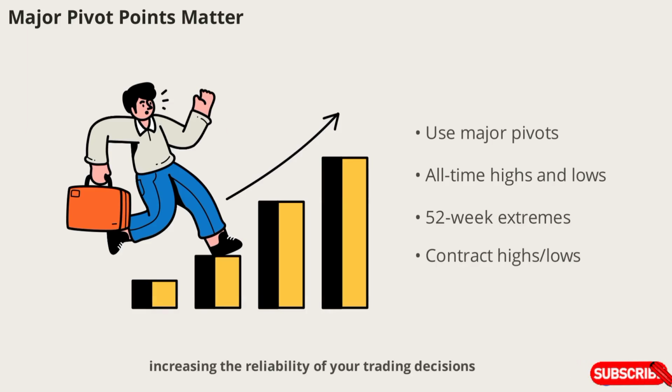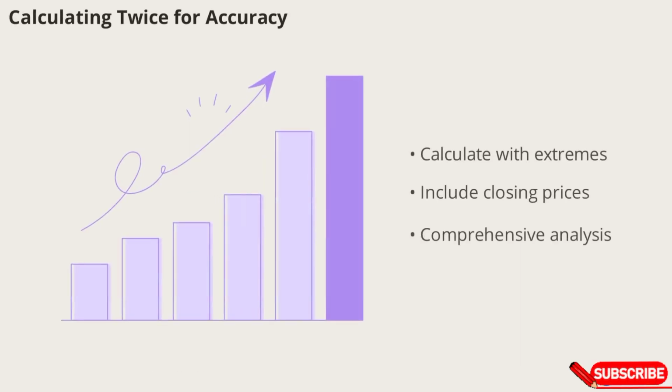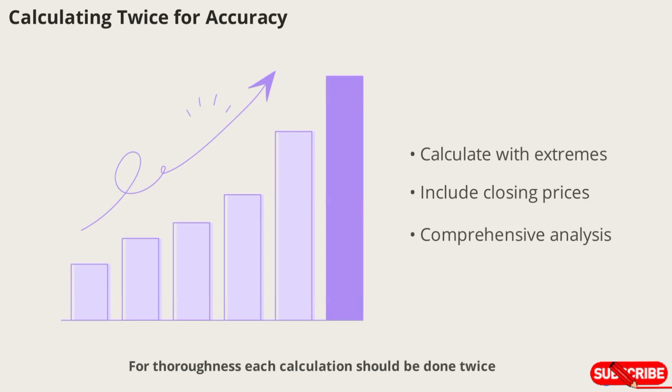For thoroughness, each calculation should be done twice, once using the extreme high or low price that began and ended a swing, and once using the highest or lowest closing prices. This dual approach ensures you capture both the intraday extremes and the closing consensus of the market. While this may seem like extra work, it provides a more comprehensive view of potential support and resistance, helping you avoid missing key levels that could influence price action.